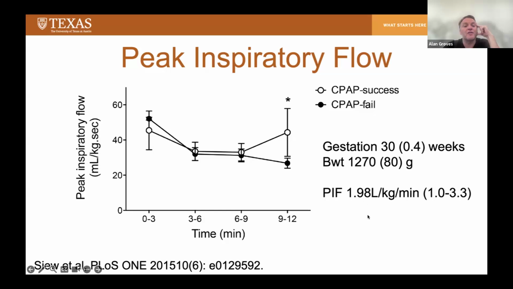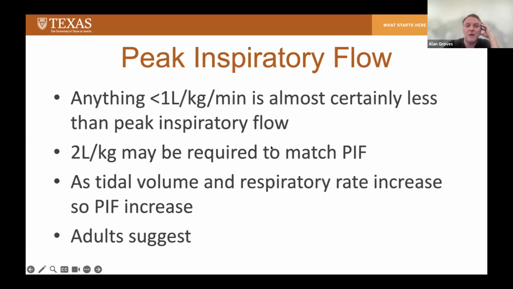But if you carry around that it's almost never less than 1 liter per kilo per minute, that means that if you're ever giving less than 1 liter per kilo per minute of high flow, you're probably not matching that baby's peak inspiratory flow demand. So anything less than 1 liter per kilo per minute, I want to ding an alarm bell for you that we almost certainly aren't giving that baby much inspiratory flow. And 2 liters per kilo may well be required to match the peak inspiratory flow rate. But of course, as your respiratory distress worsens, your tidal volume worsens, your respiratory rate increases, and therefore your inspiratory time decreases, then your peak inspiratory flow rate is going to go up and up.